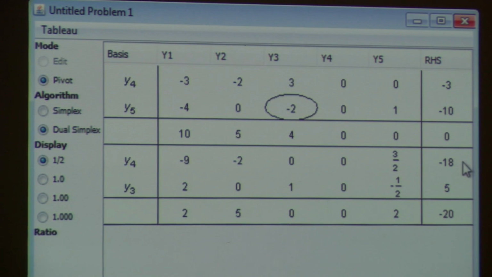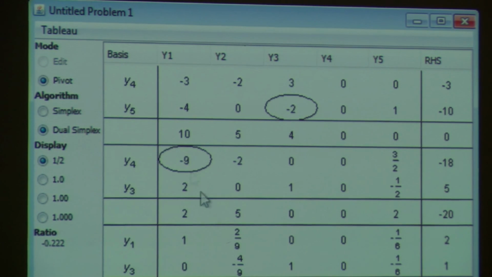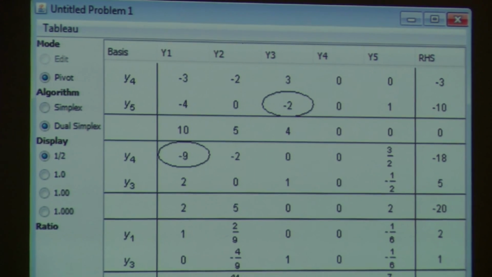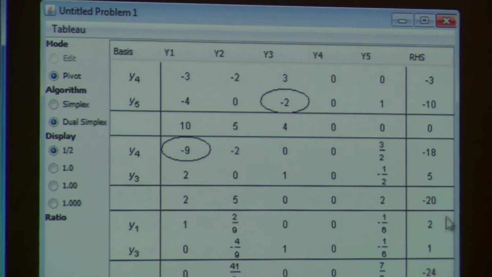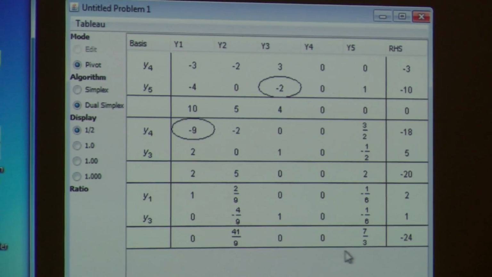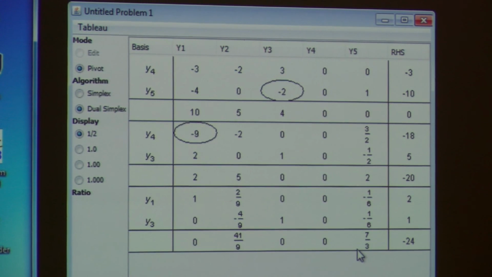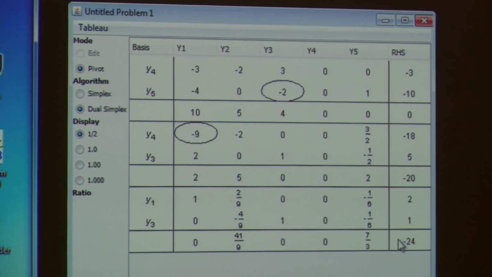And then I see that I still have a negative number, negative 18. I can choose between these two. These two are negative. So for negative 9, I get negative 0.2. For this, I get negative 2.5. So that's a bigger value, smaller absolute value. So I click on that. And it completes the computation, because now this is positive. All of these are positive, and all of these are also positive, non-negative. And then that's the solution.